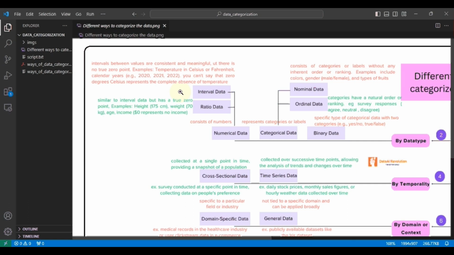But ratio data is similar to interval data, with a true 0 point. For example, let's take a salary column. If salary is 10,000, 10,000 represents something. If salary is 0, that 0 indicates there is no salary, no income. So it's called a true 0 point. If a true 0 point is there, that data is called ratio data. If a true 0 point is not there, then that is called interval data. So this is the second way to categorize the data.